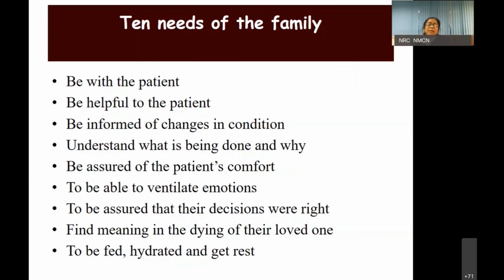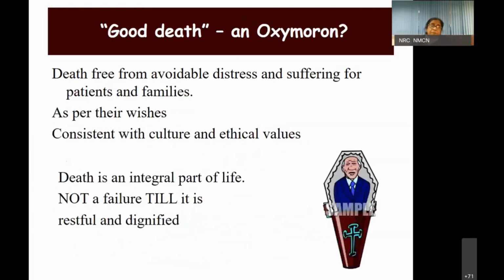If they're making the right decision, endorse it for them. Not always possible, but find meaning in the dying of their loved ones. You can. If an 80-year-old is going and she's suffered a lot for a long, long time, in certain situations you can tell them that probably it is a good thing. There is a concept of good death.